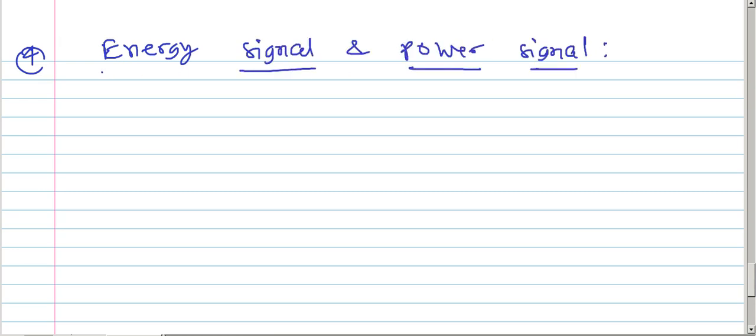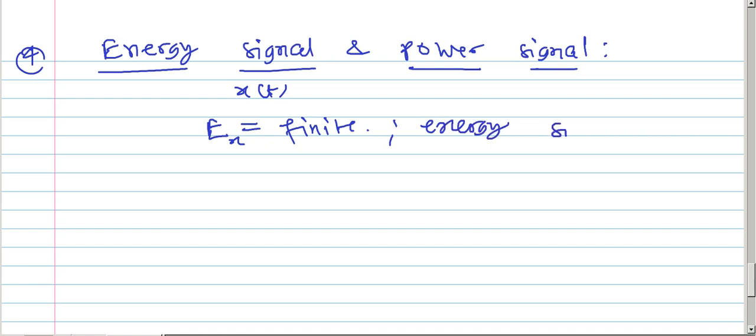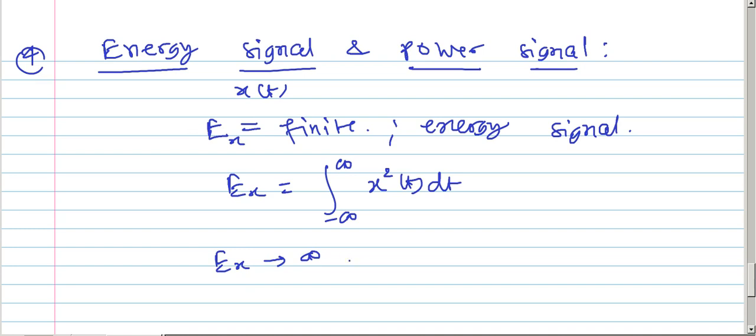The next classification, the fourth one, is the energy signal and power signal. A signal is an energy signal if its energy is finite. For any signal x of t, if its energy E of x is finite, then it is an energy signal. We know that the formula for energy is the integration from minus to plus infinity of x square t dt. And if E of x is infinity, then the signal is not an energy signal.